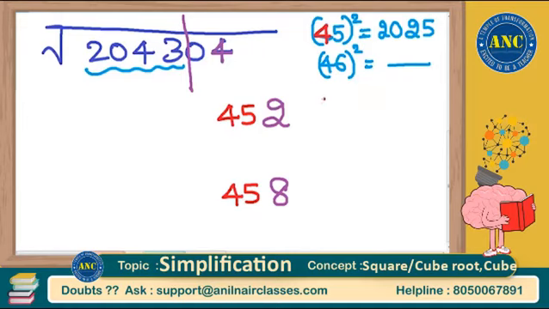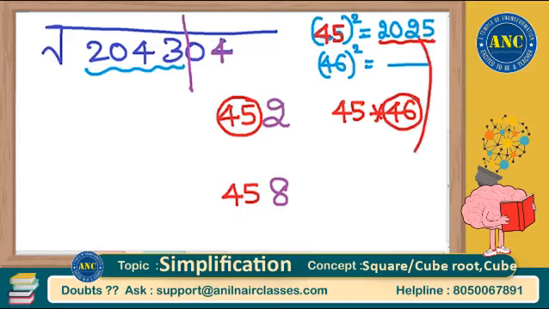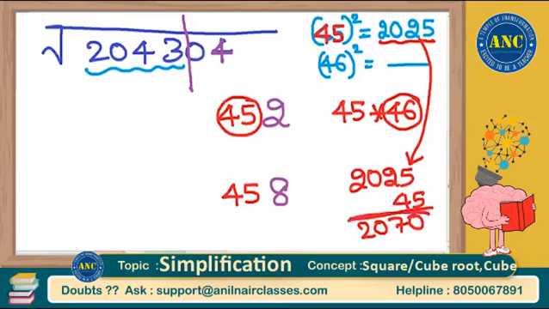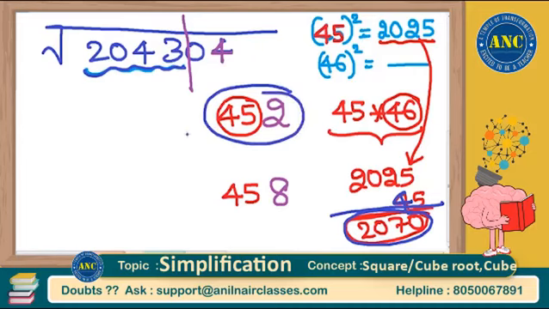I will take this number 45 and multiply with the next number 46. Now forget about 45 into 46. 45 into 45 is 2025. 46 means add another 45 to 2025. 2025 plus 45 is nothing but 2070. This 2070 is nothing but 45 into 46. Now this number 2043, is it less than 2070 or greater than 2070? 2043 is definitely less than 2070. Answer should be the smallest number. Answer is 452.